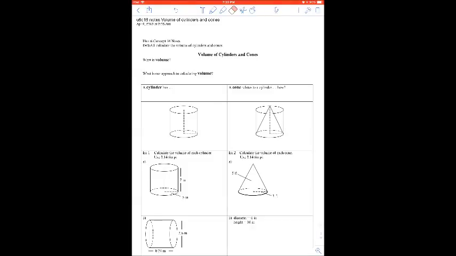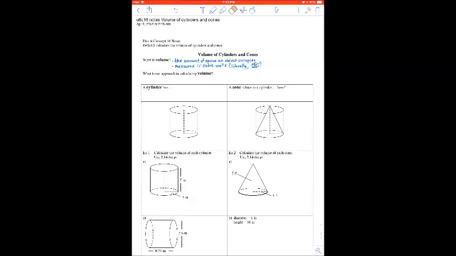The objective of these notes is to calculate the volume of cylinders and cones. Before discussing cylinders and cones, let's take a look at what volume is. If you'll make a note with me, volume is the amount of space an object occupies, and it's measured in cubic units. Literally, we look at the number of cubes that fills a figure.